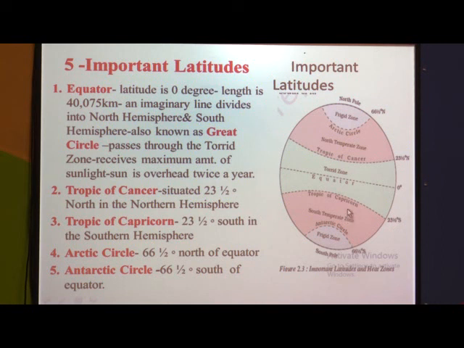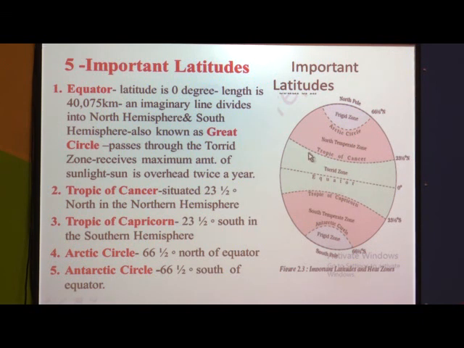Again, the fourth important latitude is the Arctic Circle, children. This is the Arctic Circle, this area, and it is located at 66.5 degree north. And the last one is the Antarctic Circle. It is located at 66.5 degree to the south of the equator. So these are the 5 important latitudes.